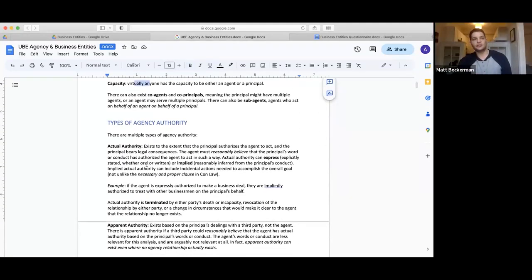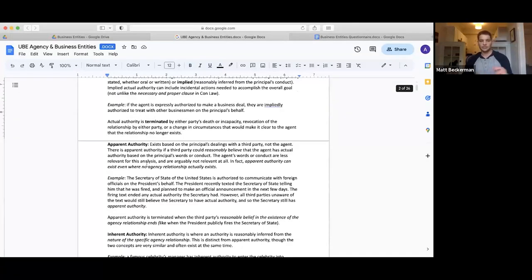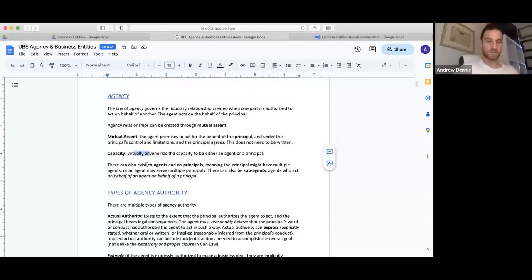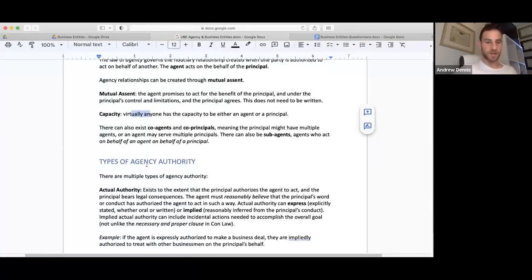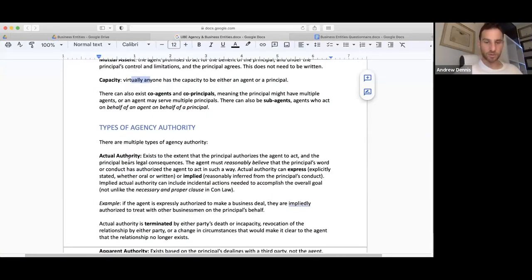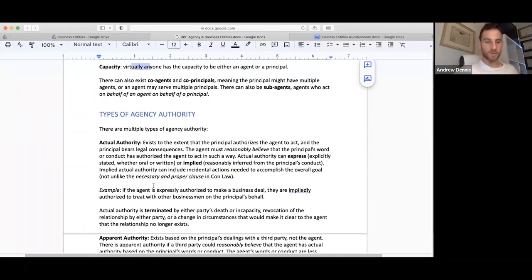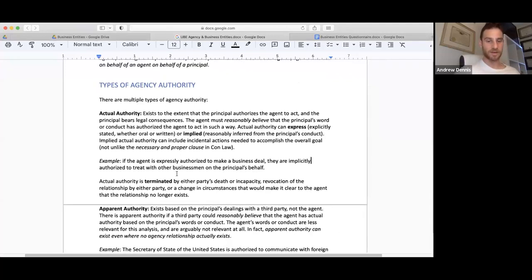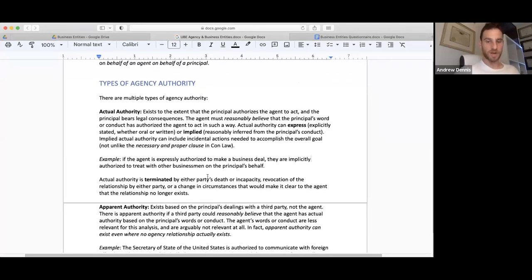Whenever you start an agency question, the first thing you should do is state the rule of how an agency relationship is created. Mutual assent. Exactly. Mutual assent is how an agency relationship is created. Then we talk about the different types of agency, actual authority, right? So for instance, the agent is expressly authorized to make a business deal, or they are implicitly authorized to treat with other businessmen on the principal's behalf. So actual authority can be express or implied. Actual authority is terminated by death or incapacity of either party, or change in circumstances.